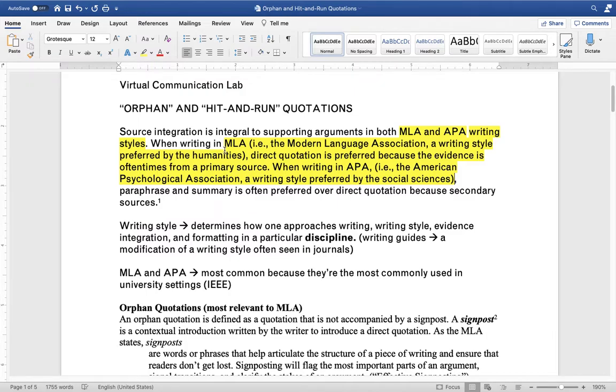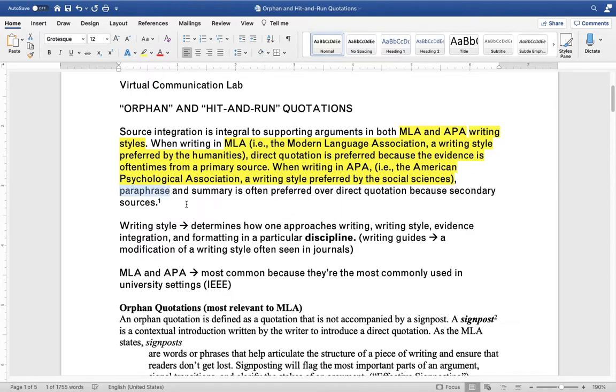But MLA, or the Modern Language Association, is a humanities-based writing style. APA, the American Psychological Association, is a social sciences writing style. And one of the primary differences is direct quotation versus paraphrase and summary. So MLA is all about direct quotation, which in my opinion is a much easier way of writing.